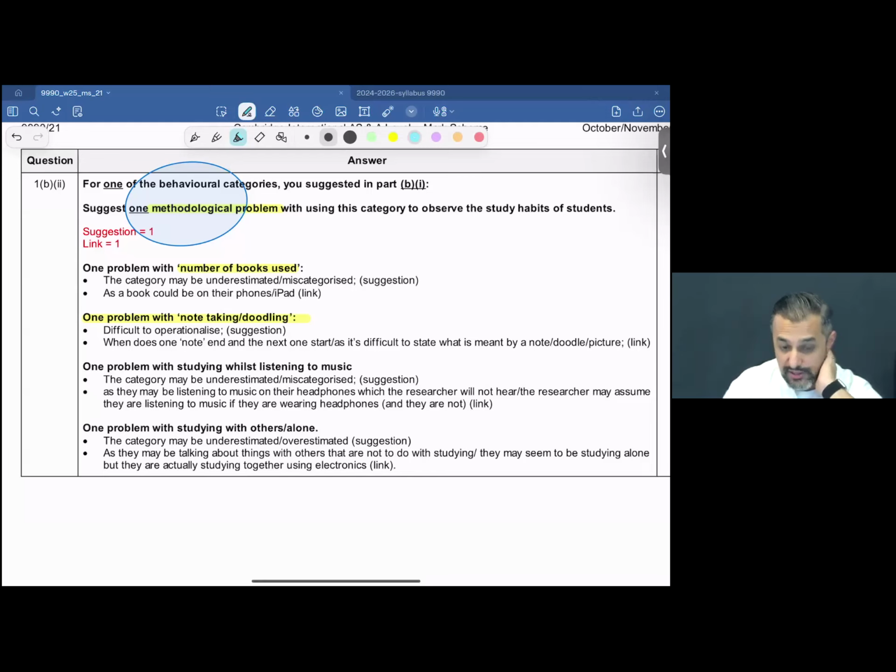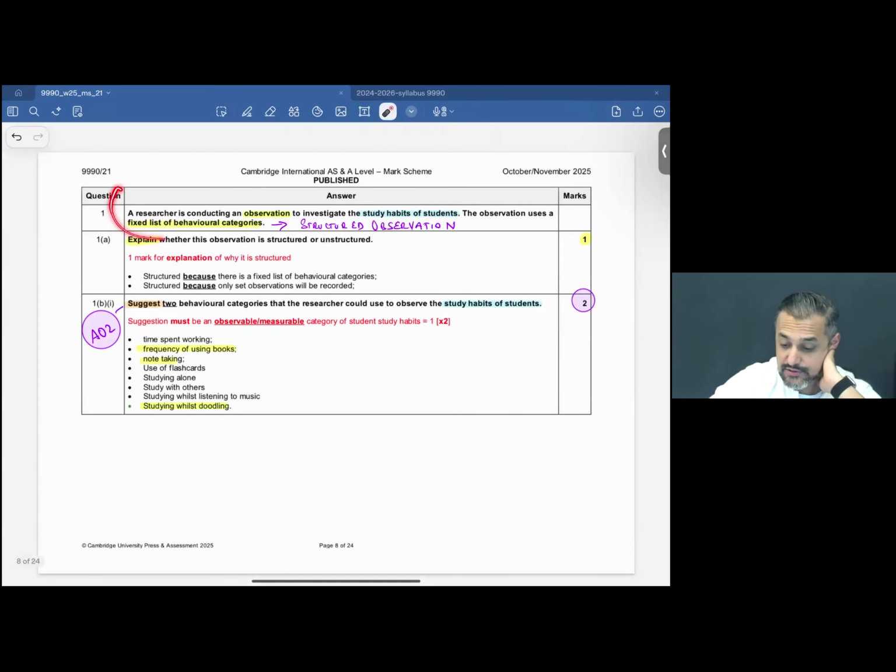Now, do you realize, for every different option that the examiner is trying to provide you, you're getting the first mark for suggestion, you're getting the second mark for linking. The suggestion is that methodological problem, and the linking is to the content or the information that was provided to you in that initial rubric. That is this.